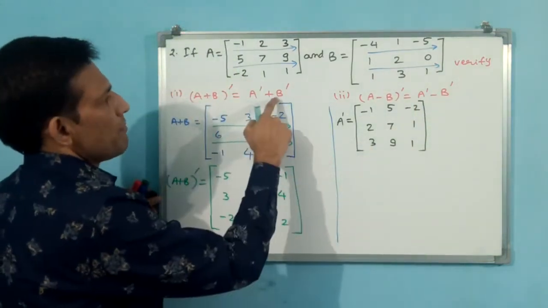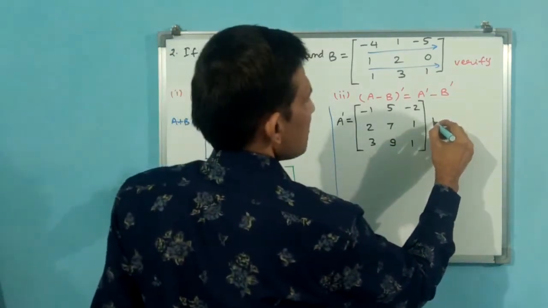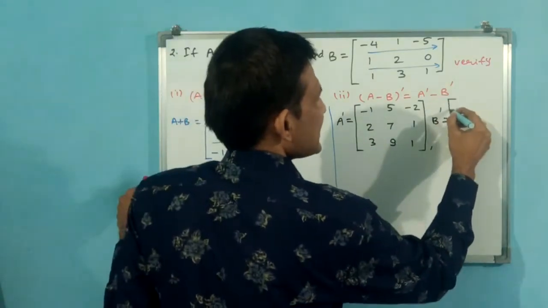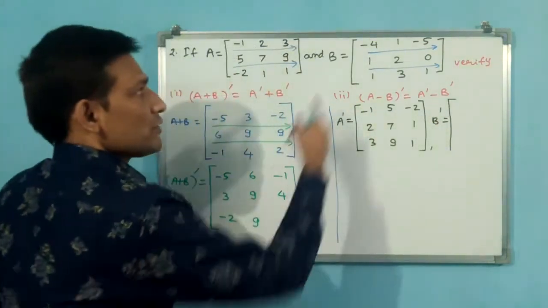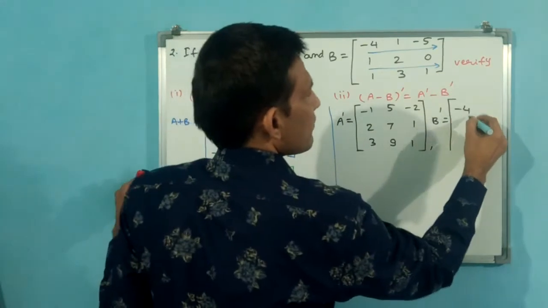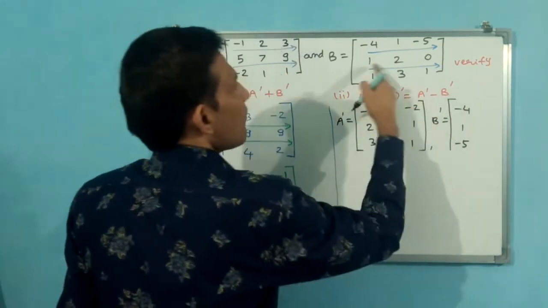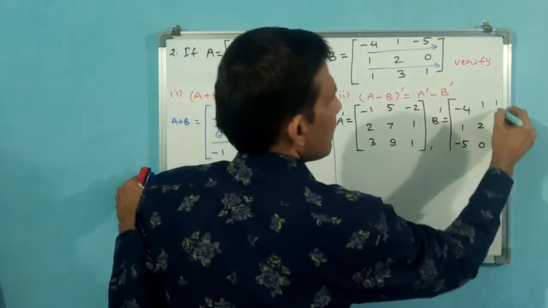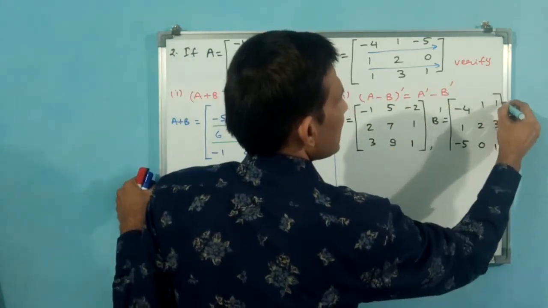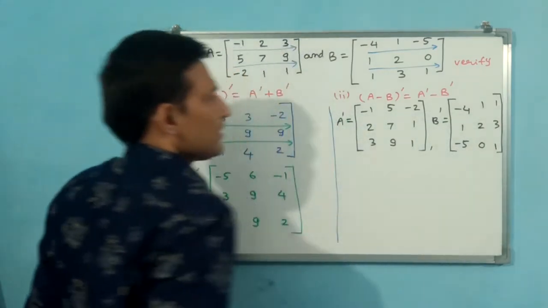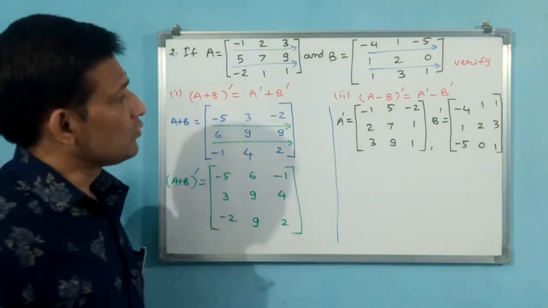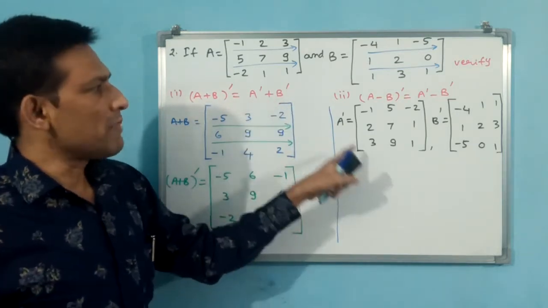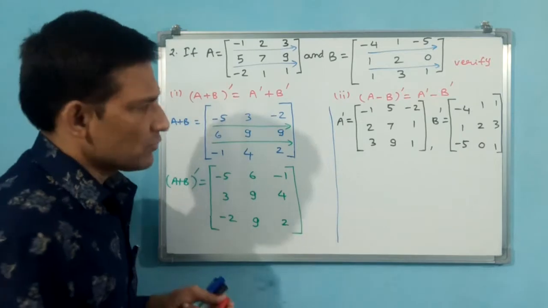Now B transpose also you have to keep. B transpose you keep. You see some comma you keep. B transpose. Okay. You see -4, 1, -5. 1, 2, 0. 1, 3, 1. Okay. Now you got these two matrices. Now what you have to do? Addition of these two matrices, transposed matrices you have to add.